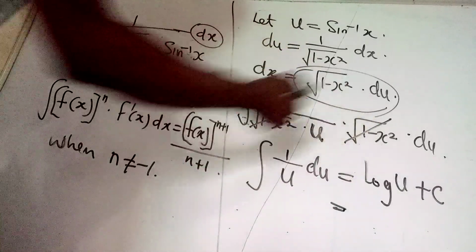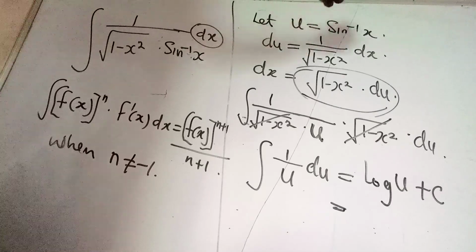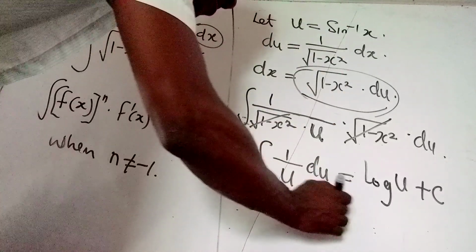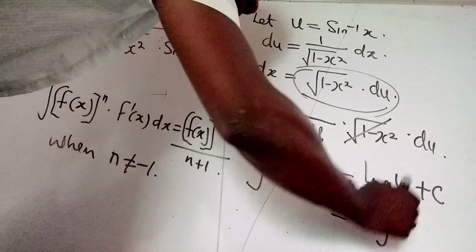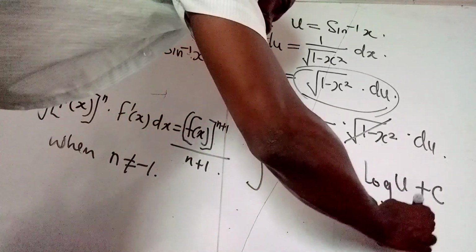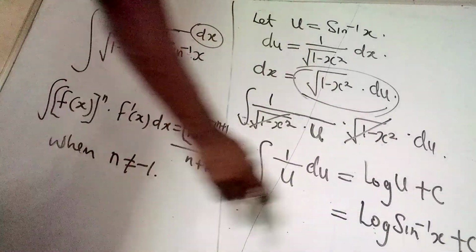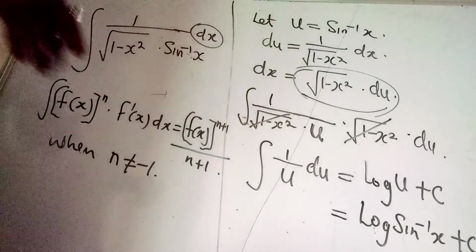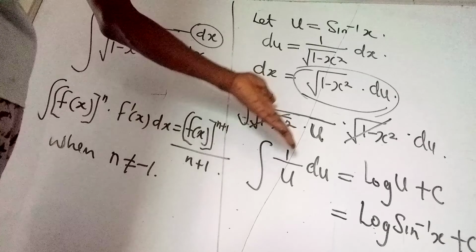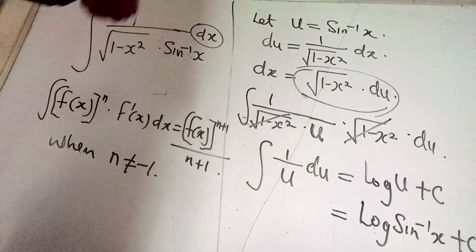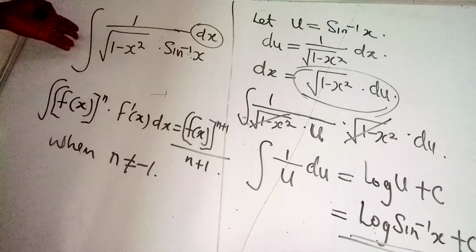Then we replace u back. Since u is arcsine x or inverse of sine x, we have log arcsine x plus c. Do not forget, the log we are talking about here is to base e, which is ln. So this is the result of integrating this.